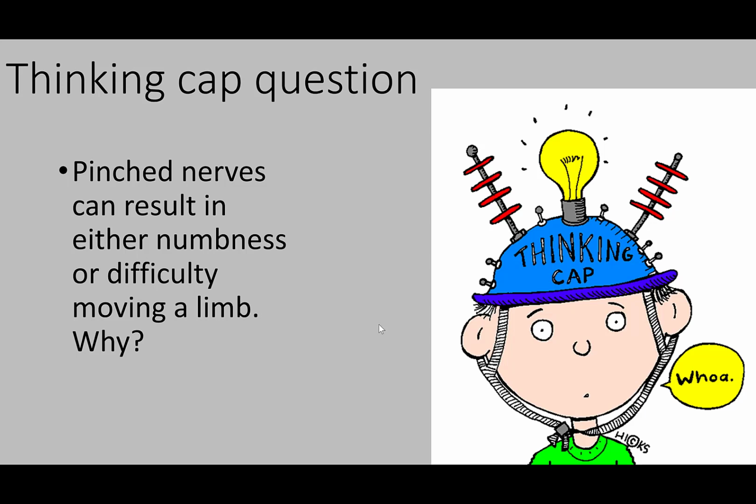Let's take a quick break and do a thinking cap question before we carry on with that. Pinched nerves can result in either numbness or difficulty in moving a limb. Why would that be? This relates to our questions that we had at the start of the lecture, which are not really attendance questions. This one can be a real thinker. So go ahead and pause the video and try to see if you can come up with the answer. But don't feel bad if you can't, because it really requires thinking deep about everything that we've talked about so far and putting it together.